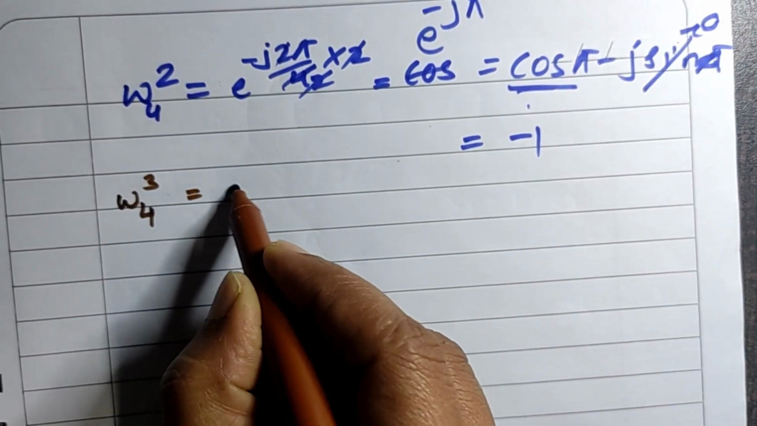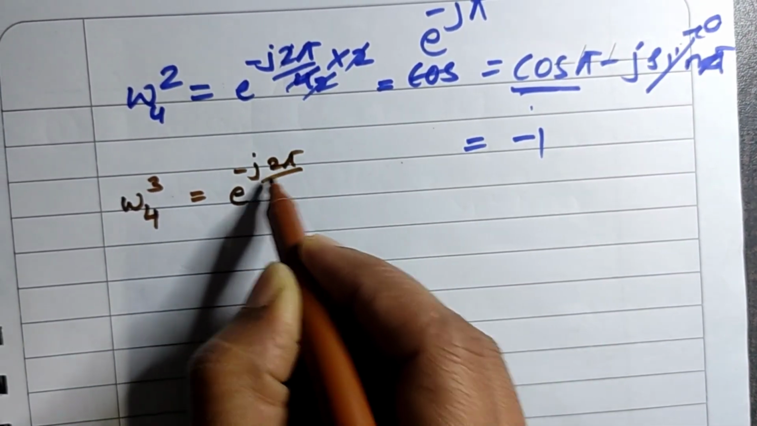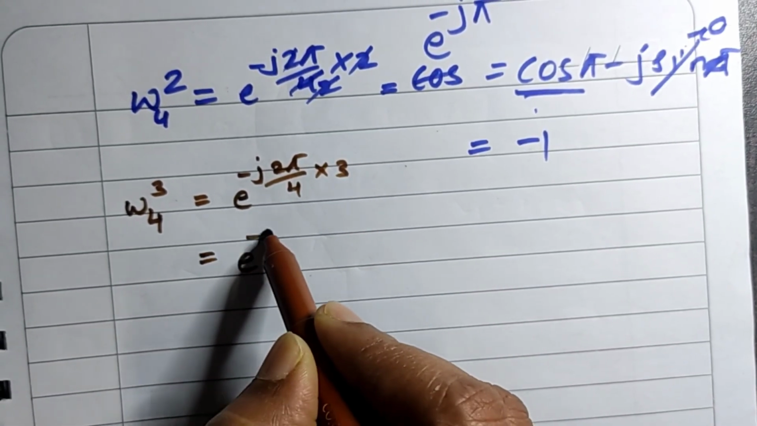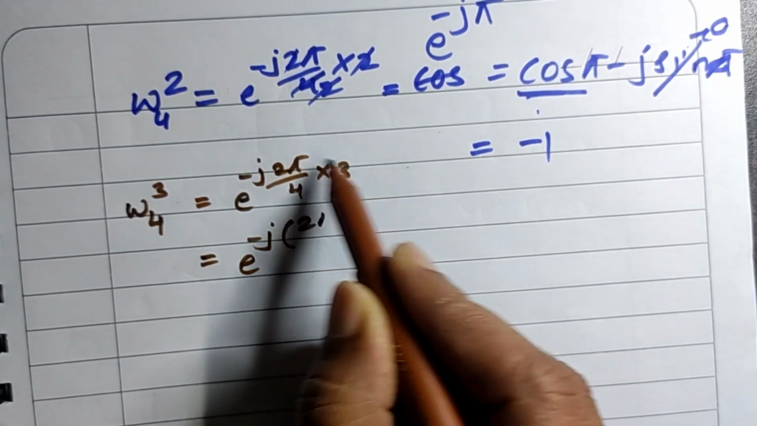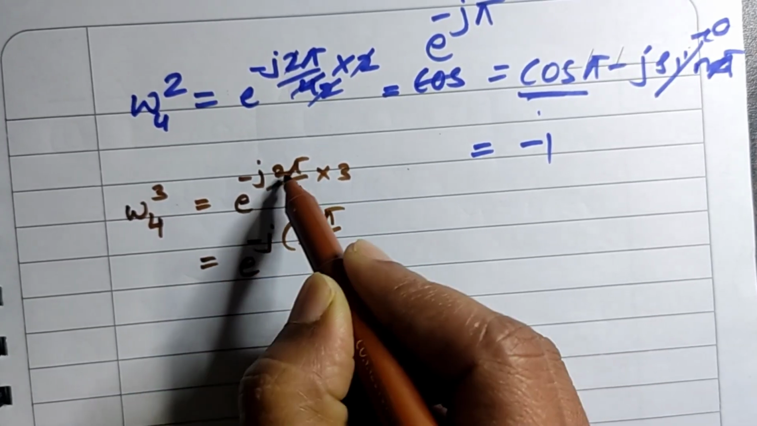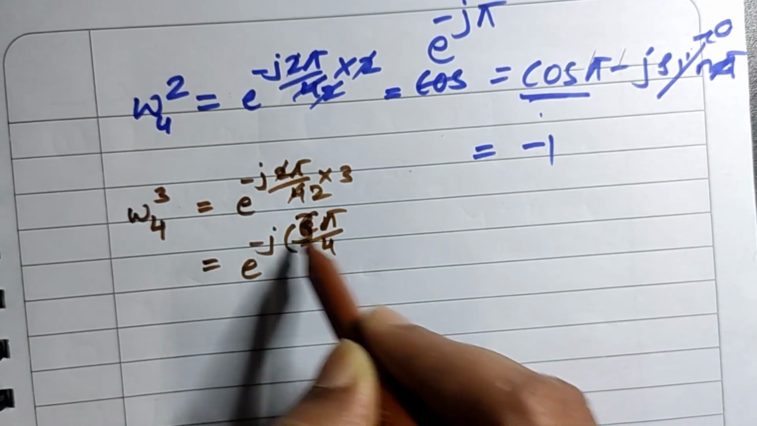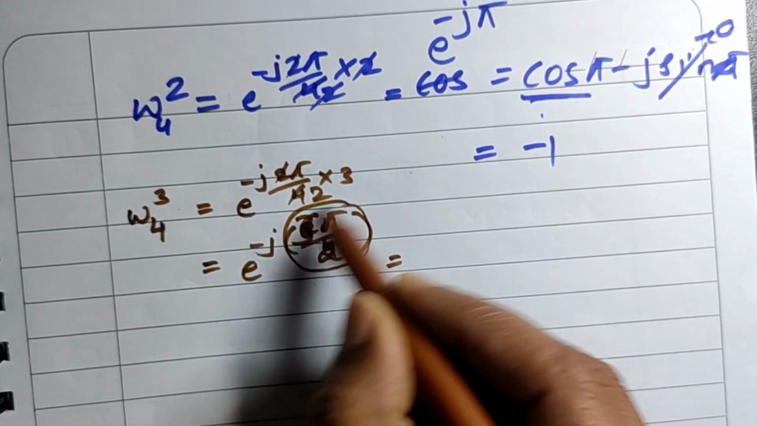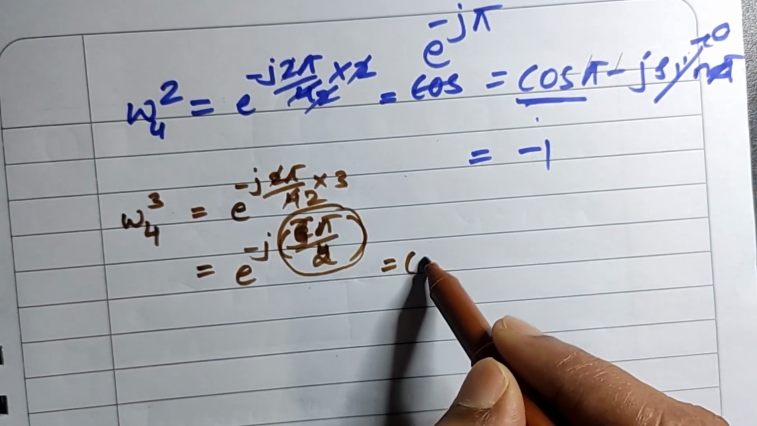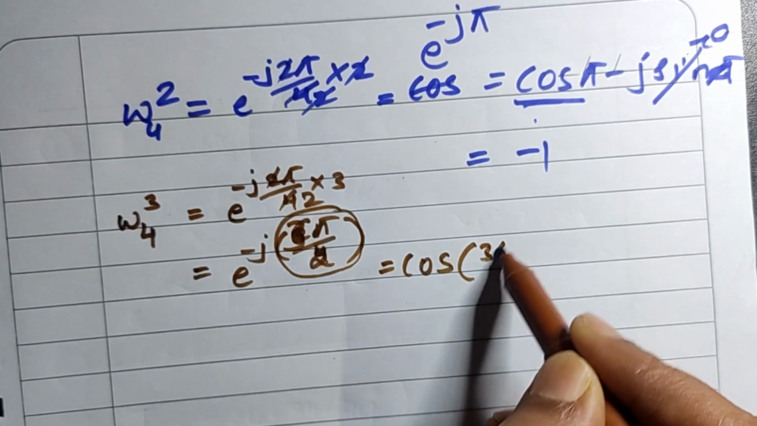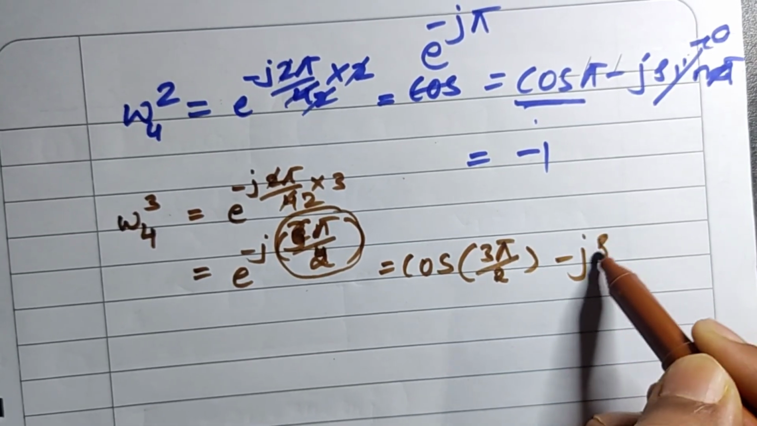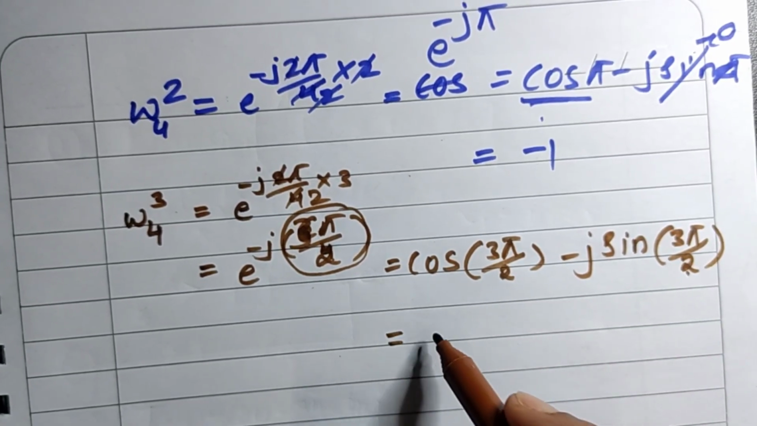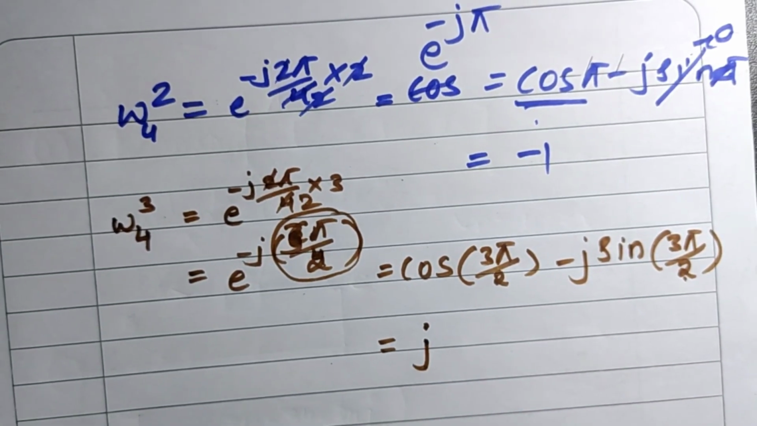Omega 4 raised to 3 is nothing but e raised to minus j 2 pi by 4 into 3. So this is nothing but e raised to minus j, we can take 2 pi, 2 3s are 6, 6 pi by 4, or you can here only write 3 pi by 2, no problem. Okay, e raised to minus j 3 pi by 2, we can consider as theta. So that is nothing but cos 3 pi by 2 minus j sin 3 pi by 2 can be taken. So when you express this one, we get plus j, right?